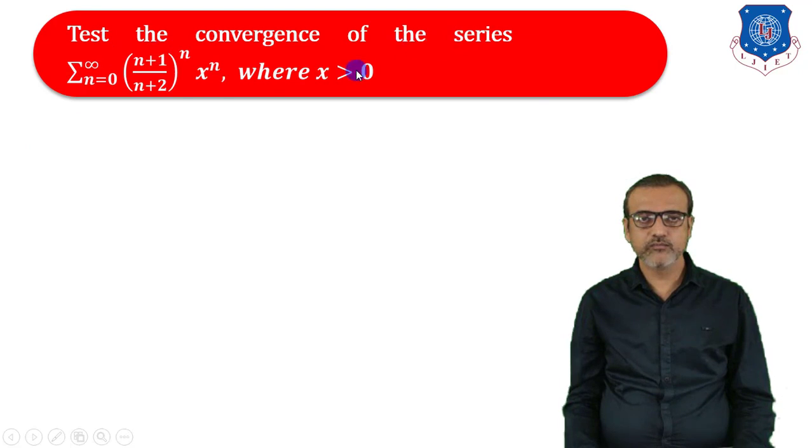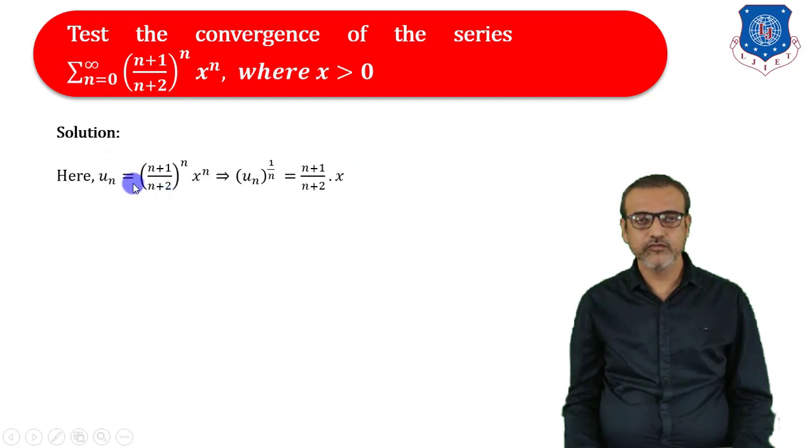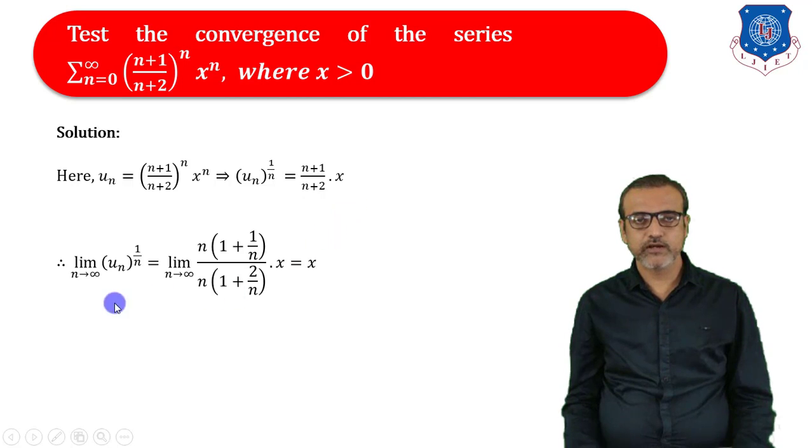Test the convergence of the series sigma n from 0 to infinity, ((n plus 1) upon (n plus 2)) the whole raised to n into x raised to n, where x is greater than 0. So here is the solution. Here u_n equals ((n plus 1) upon (n plus 2)) the whole raised to n into x raised to n. Therefore u_n raised to 1 upon n becomes (n plus 1) upon (n plus 2) into x. So here we will apply the root test.